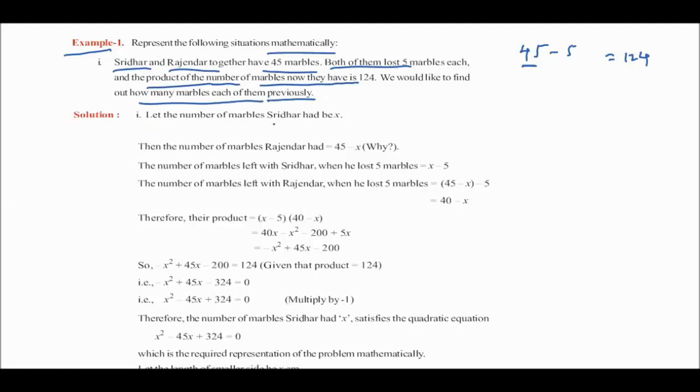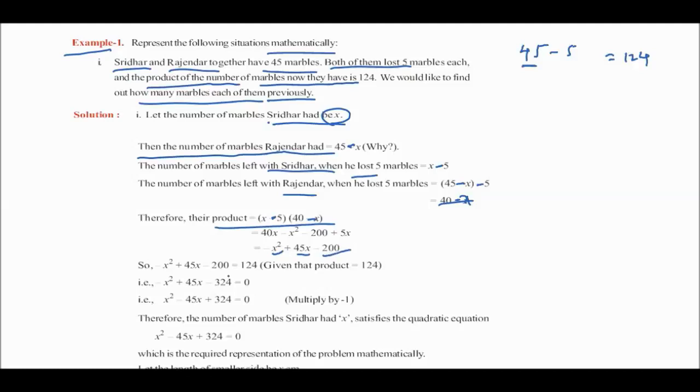So let the number of marbles with Sridhar be x, and then the number of marbles Rajendra had is 45 minus x, because x is with Sridhar and the remaining 45 minus x is Rajendra's. The number of marbles left with Sridhar after losing 5 marbles is x minus 5. Same for Rajendra: 45 minus x minus 5 becomes 40 minus x. The product of these numbers, x minus 5 into 40 minus x, comes to minus x square plus 45x minus 200.